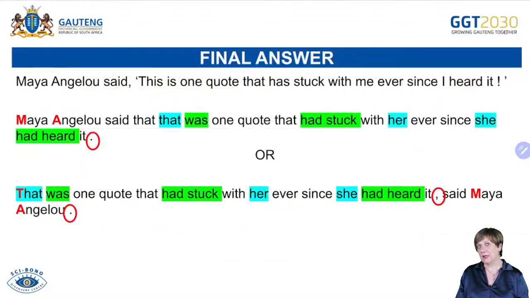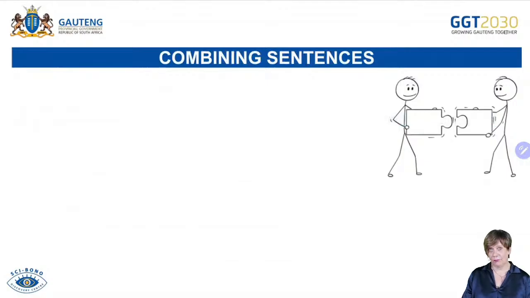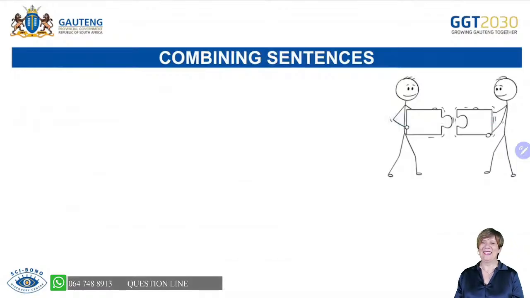So you could have started differently. In other words, you could have started with a quote. That was one quote that has stuck with her ever since she had heard it. But then you must put a comma, said Maya Angelou. Full stop. So these are two options you could have written it in. Okay, I know I'm giving you a lot of information. Remember, if you have any questions, you're always welcome to contact me at 064 748 8913. But we're still busy. We're going now on to conjunctions and combining sentences.